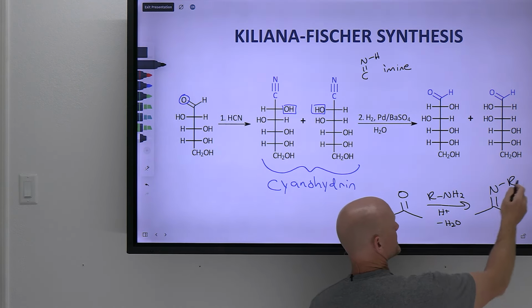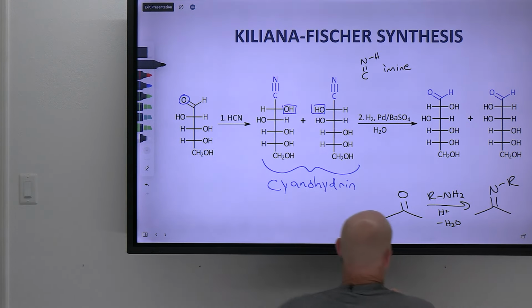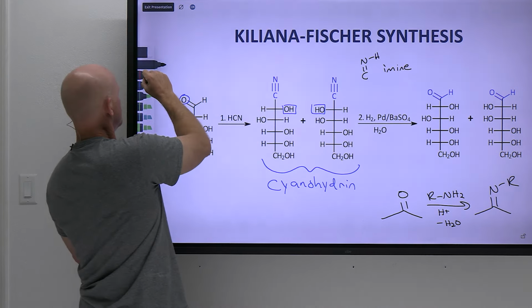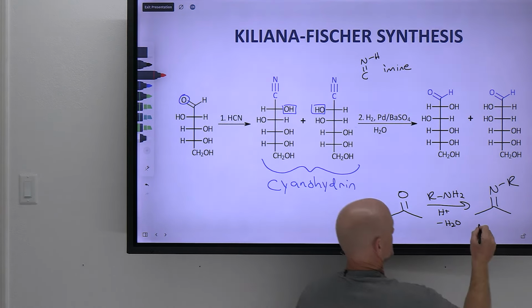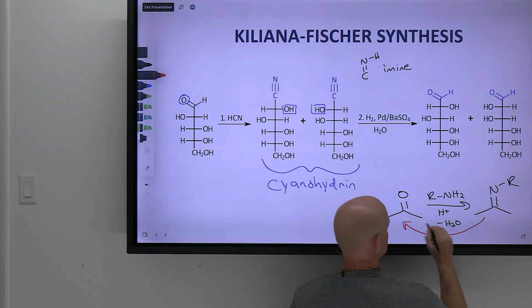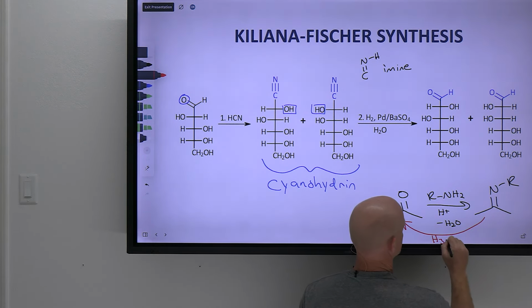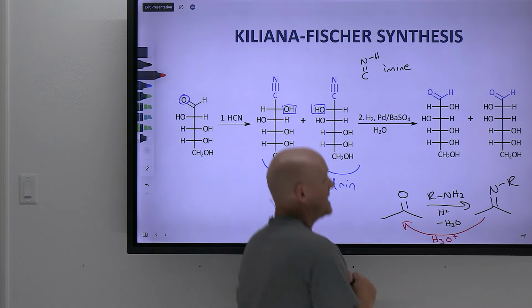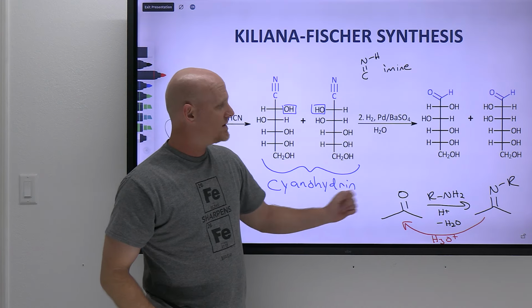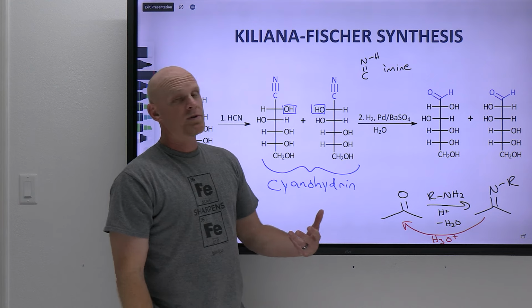And this carbon-nitrogen bond with our group, this is now your imine. But what we learned is that this reaction was completely reversible. And we could reverse the reaction if we just added aqueous acid, so essentially H3O+, and convert it right back into a ketone.